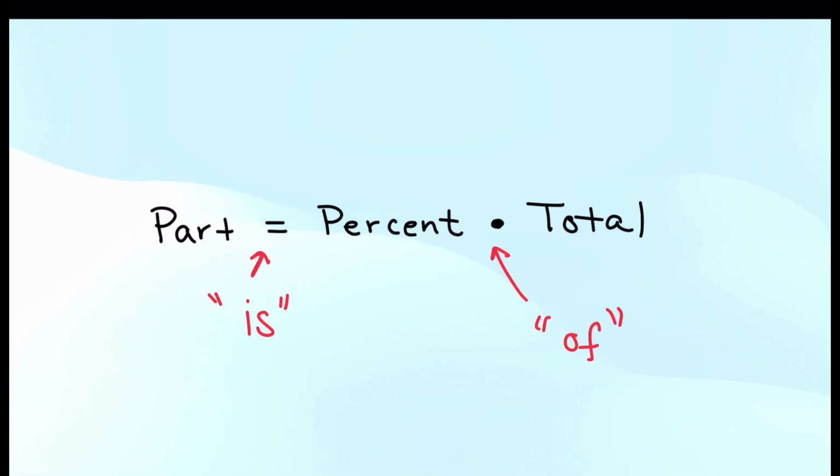Now, the nice thing about using this equation method is when we set up our problems, we can look for some keywords to get our equation set up. If we see the word is, that almost always represents our equal sign. And the word of usually represents multiplication. So let's take a look at a couple of examples.